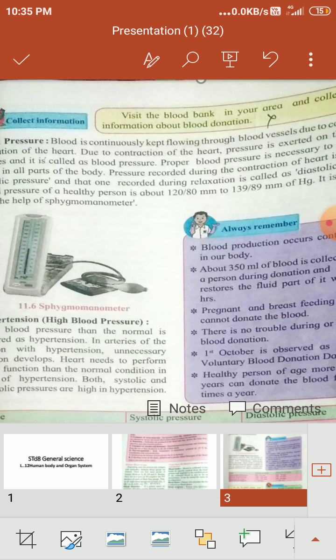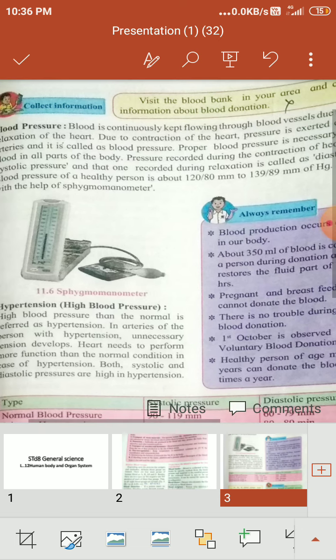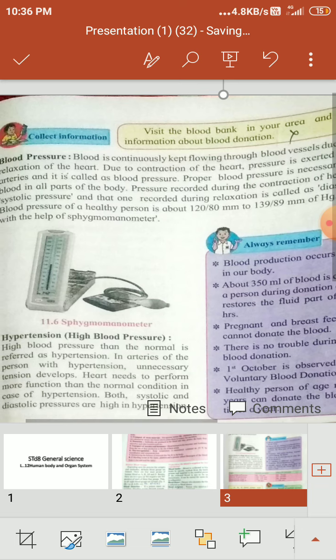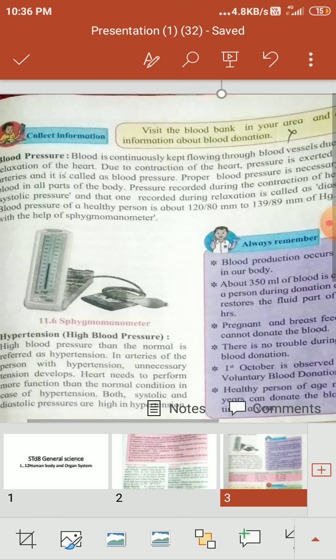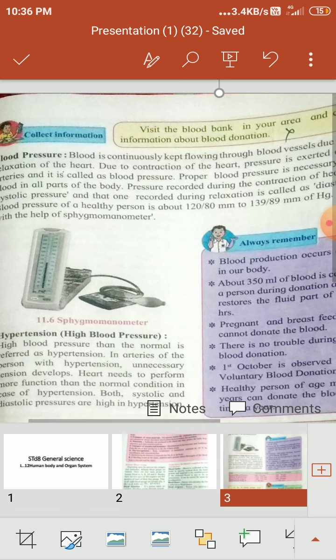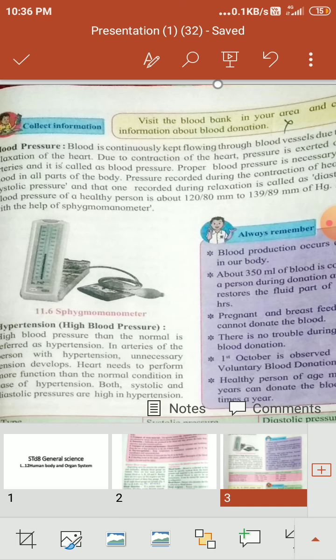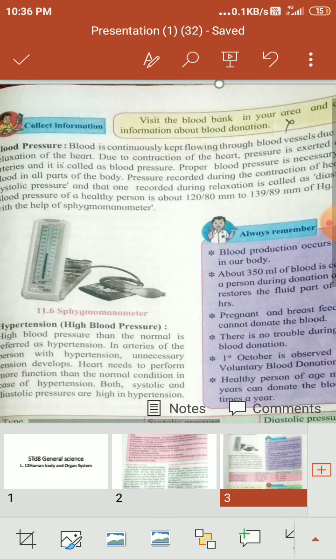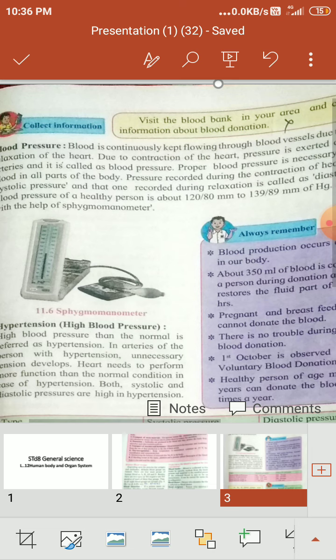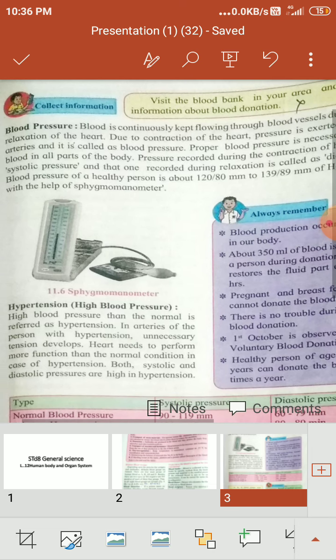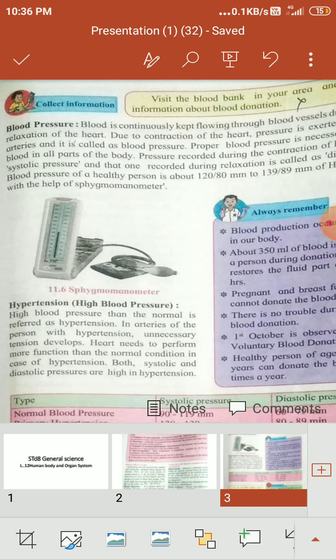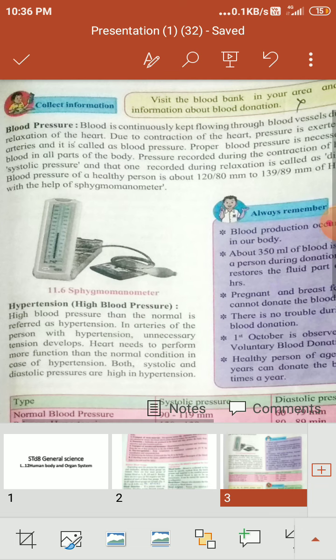That's why, as I have already discussed, the artery wall is very thick, so that it can bear the pressure of the blood. Proper blood pressure is necessary to supply blood to all parts of the body. The pressure recorded during the contraction of the heart is called the systolic pressure. The blood pressure of a healthy person is about 120 over 80 mm, and 139 is the systolic pressure.